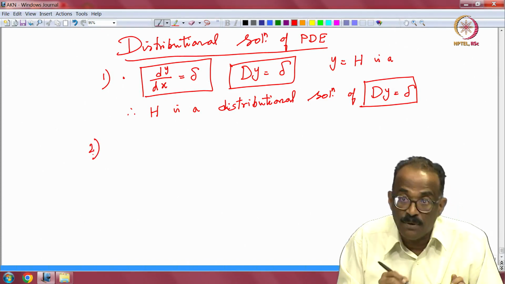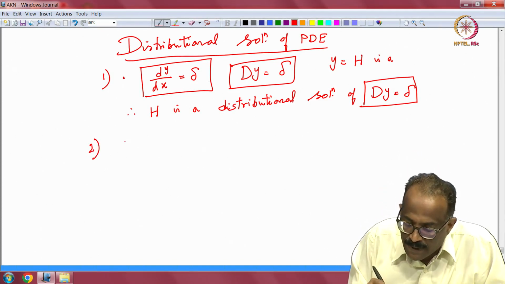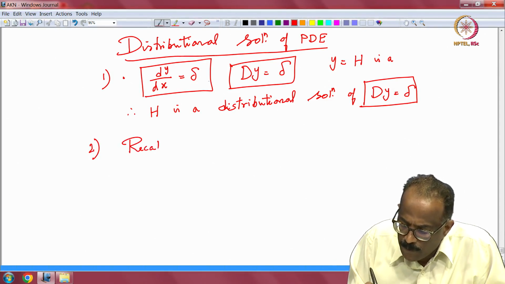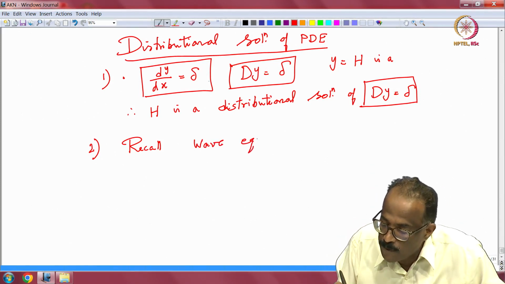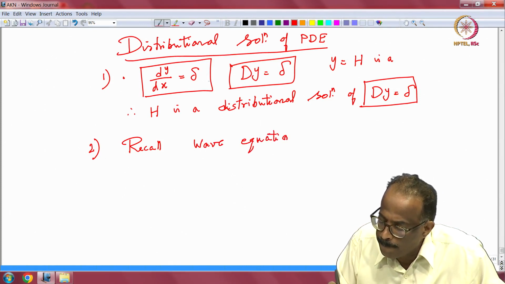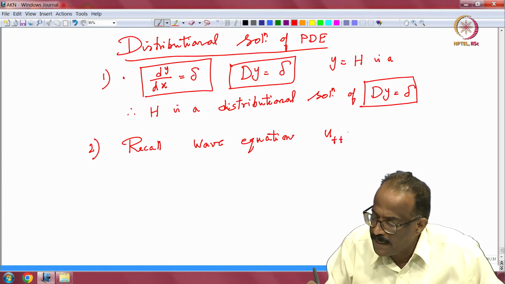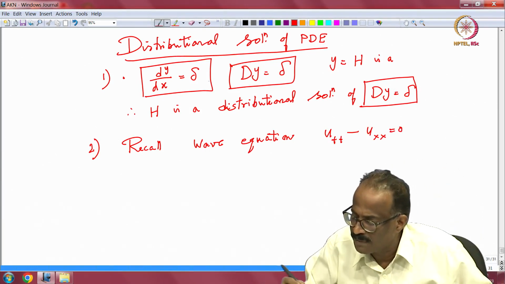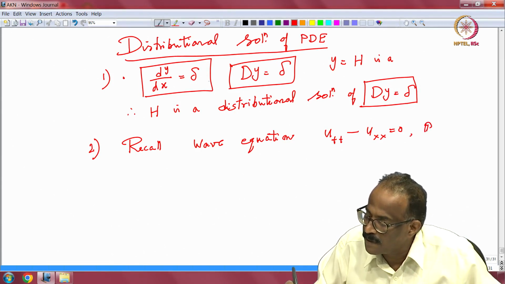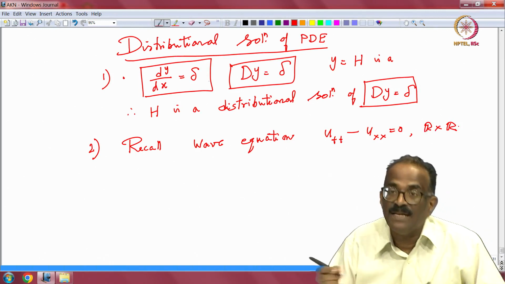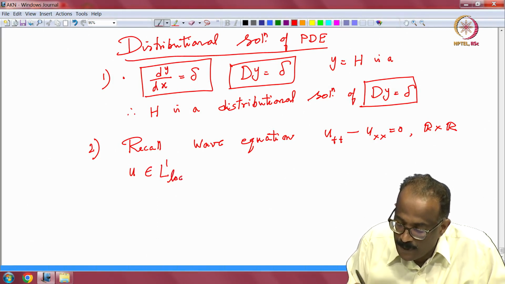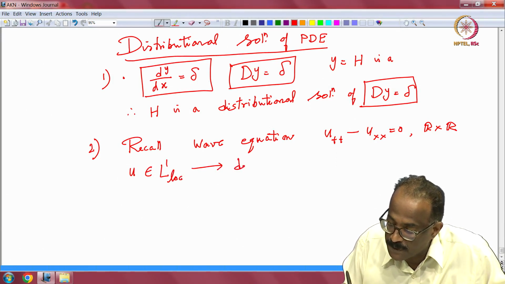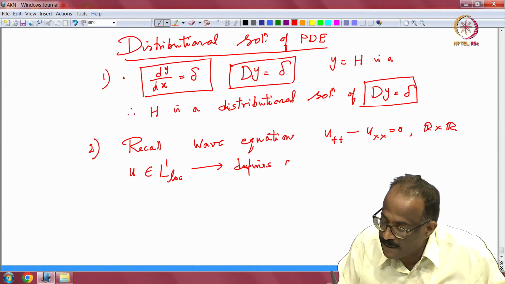Let us look at it, things may not be easy all the time. So, let us recall the wave equation. I want to look at everything in the sense of distributions there. Wave equation: u_tt minus u_xx equal to 0. This is in R cross R. So, suppose u is a locally integrable function. Suppose u is only locally integrable. Then it defines a distribution, right.